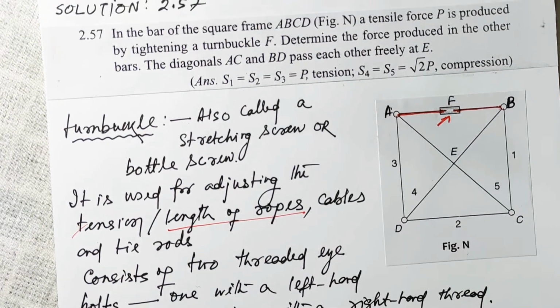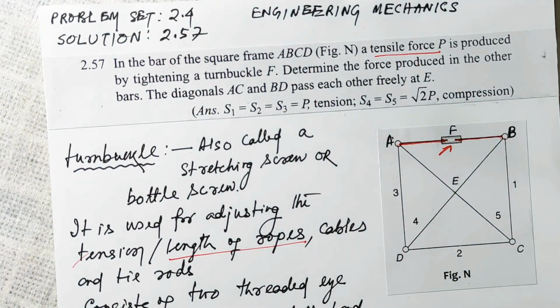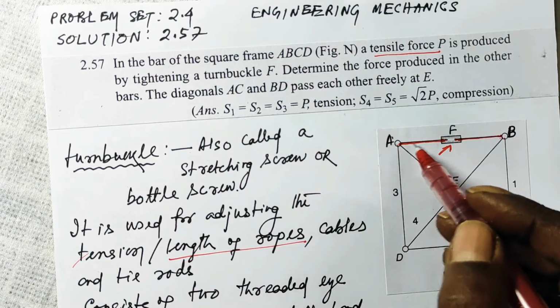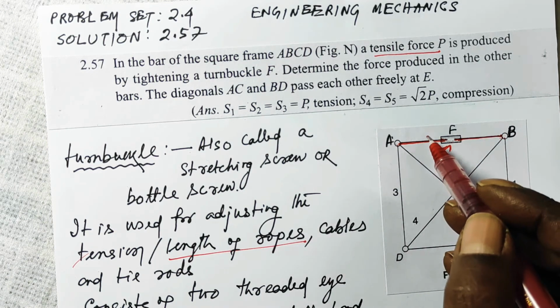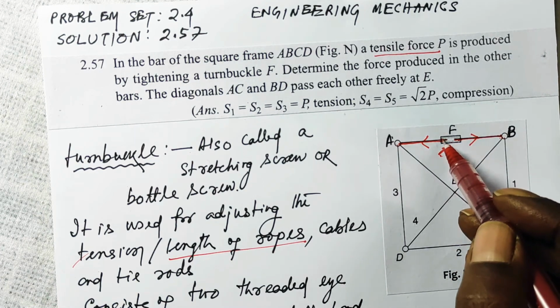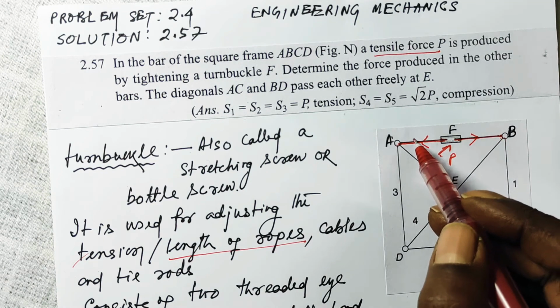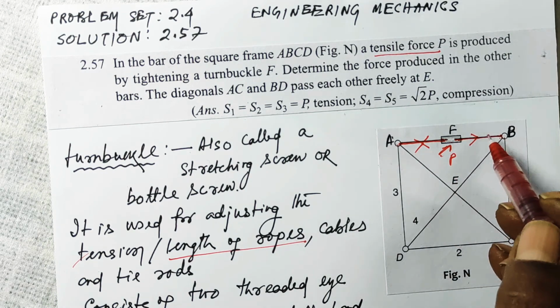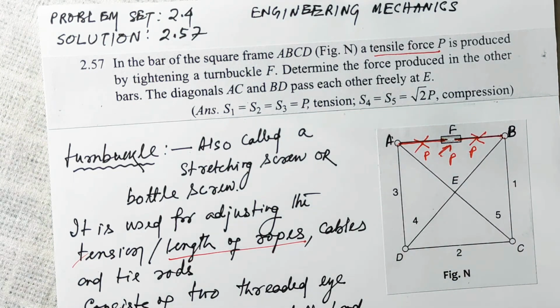As given in the statement, the tensile force P is developed in the part AB by tightening this turnbuckle: P to this side, P to this side. If you consider this point, the same P will be to this side. If you consider this point, the same P will be to this side, right?